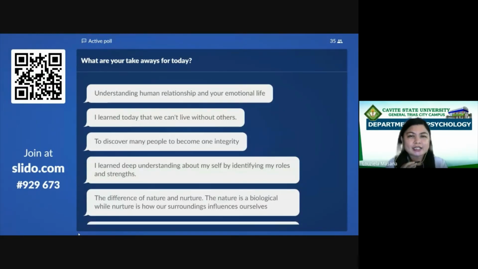I learned today that we can't live without others. We have to understand human relationships and your emotional life. Deep understanding about yourself, your roles, your strengths.